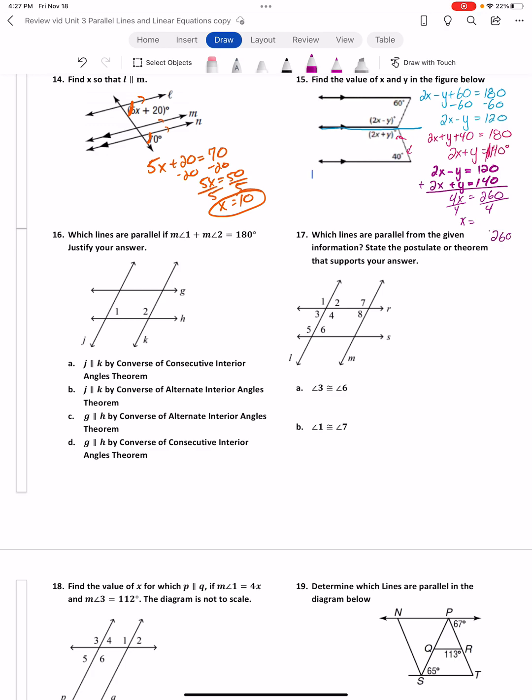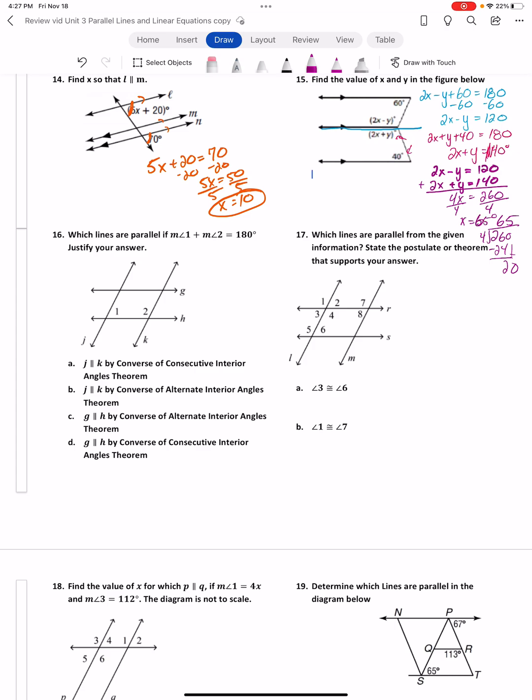I'll do my long division over here. I have 260 divided by 4. 4 goes into 26 6 times. 6 times 4 is 24. 2, bring down the 0. 4 goes into 20 5 times. So I know x is equal to 65.